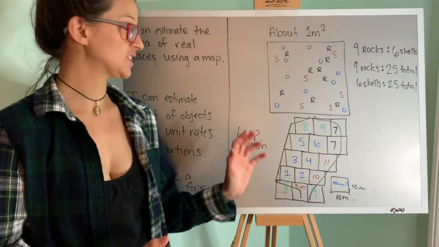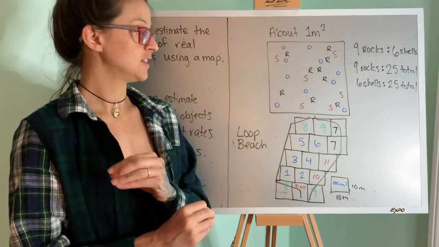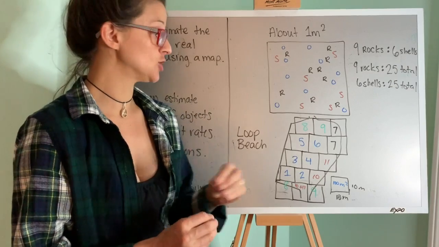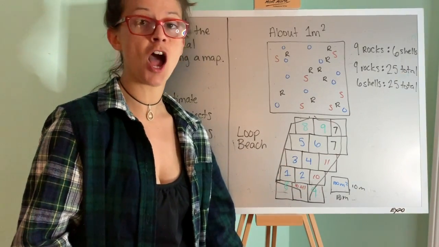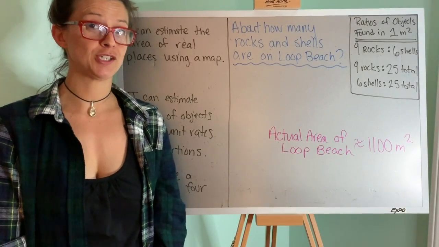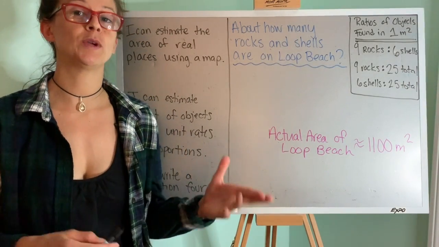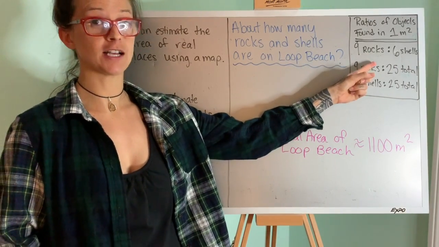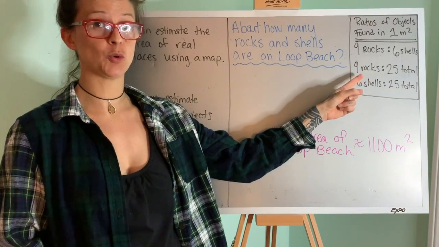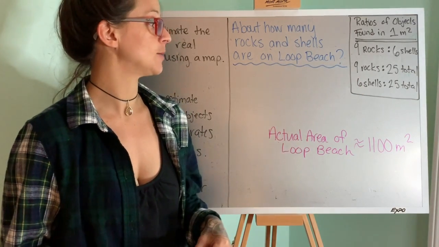So using this strategy, a visual representation and tiling the key around the image, I would estimate that Loop Beach is 1,100 square meters. Let's try to set up a proportion to solve this problem. We need to decide which ratio is important to us. Is it 9 rocks to 6 shells, 9 rocks to 25 total objects, 6 shells out of 25 total objects?